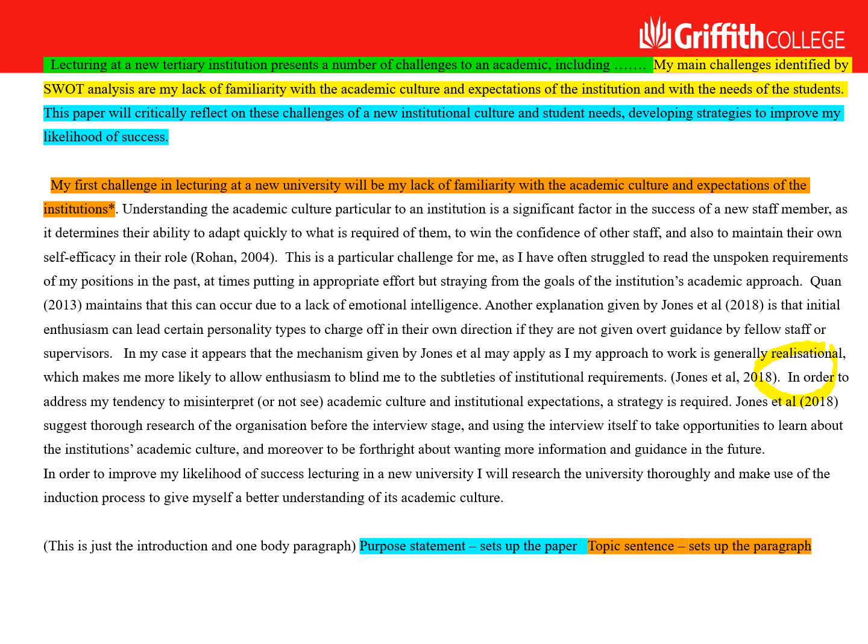Now this is just the introduction and 1 body paragraph. You'll need another body paragraph and a short conclusion which would mention the main points you've considered and then talk about the conclusions you've drawn and the recommendations that you're giving, in this case for yourself.